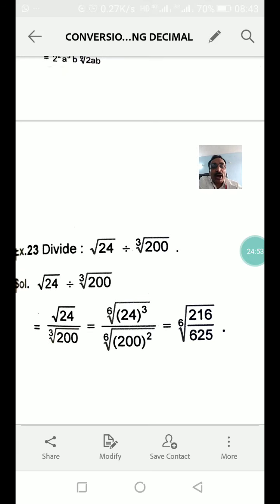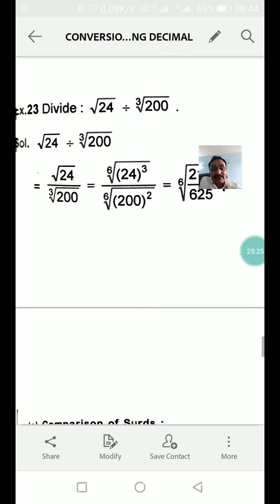Now you can also divide, just like the square root of 24 divided by the cubic root of 200. In the square root of 24 divided by the cubic root of 200, you make both the same order. The square root of 24 is equal to the 6th root of 24^3, and the cubic root of 200 is equal to the 6th root of 200^2. In this way you get the 6th root of 216 by 625.